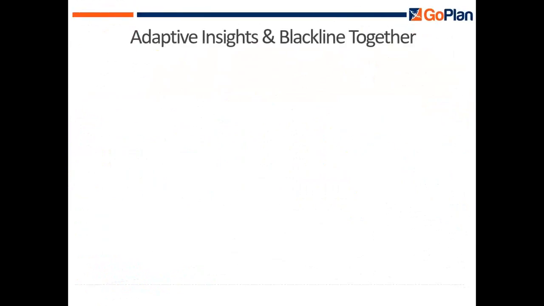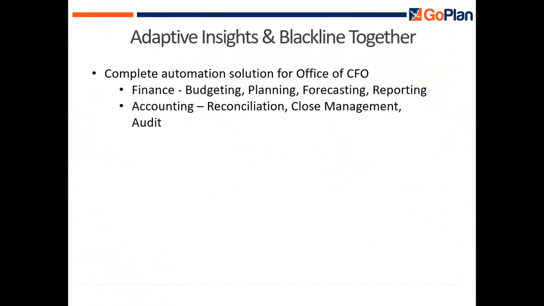So I want to start by giving you an idea, for the folks on the phone, of why we see Adaptive Insights and Blackline as two solutions that solve two very distinct problems in an organization, and what they have in common. First of all, both of these products cover two separate functions in a finance group, or in the office of the CFO, I should say. One is the finance team: forward-looking, all the extensive reporting, budgeting, planning, but also the accounting team. So everything that you do every month.